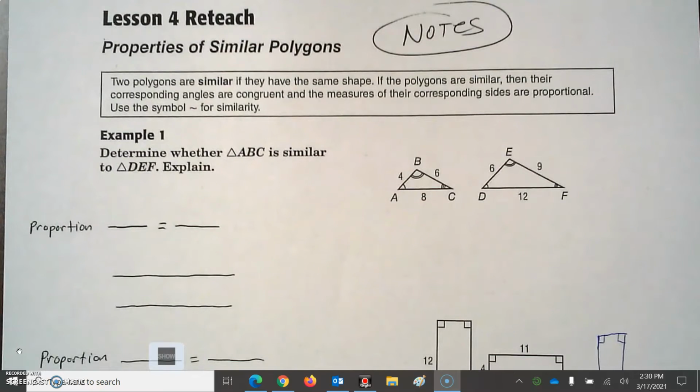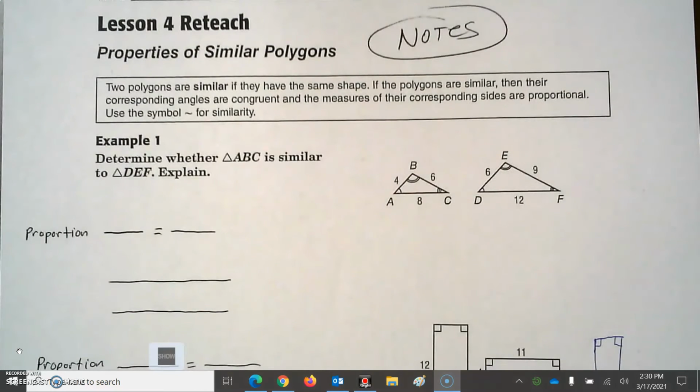That's different than congruent. Similar means the angles are congruent, as you can see by the marks, but the sides are proportional. So we have to test it. So we're going to write a proportion.